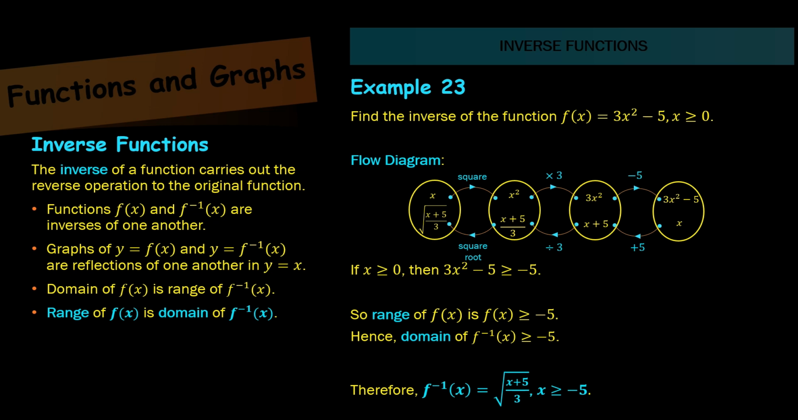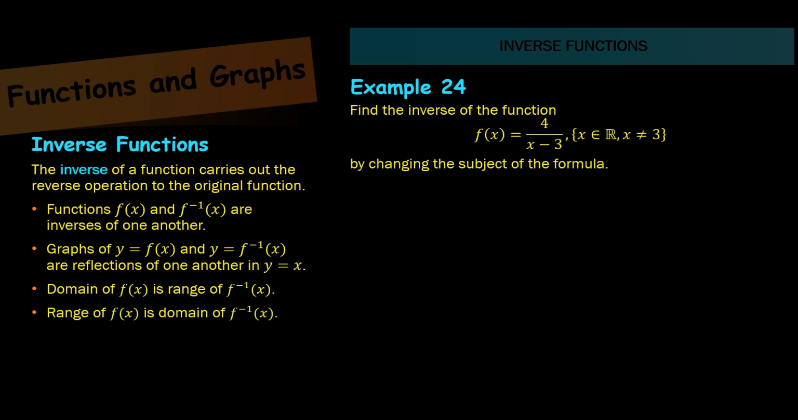Now let's have a go at another example. Find the inverse of the function f of x equals 4 over x minus 3 for x in the real numbers and x not equal to 3. We are required to do this by changing the subject of the formula. So let's solve this.